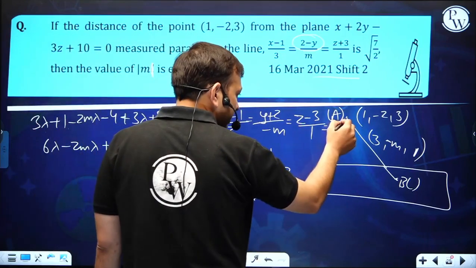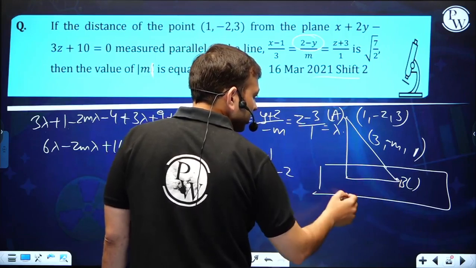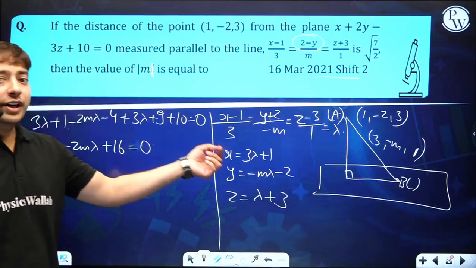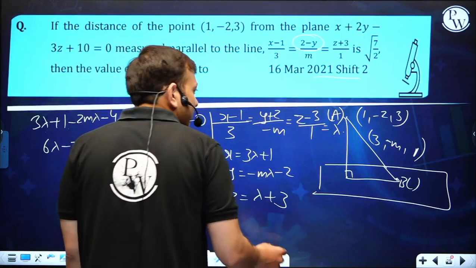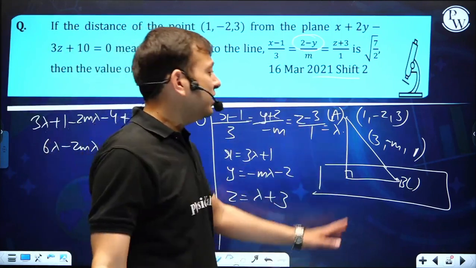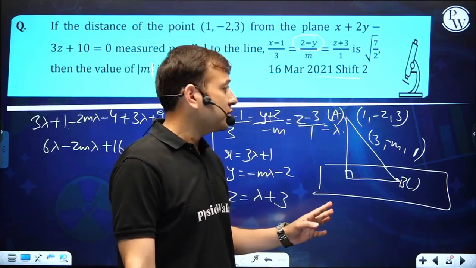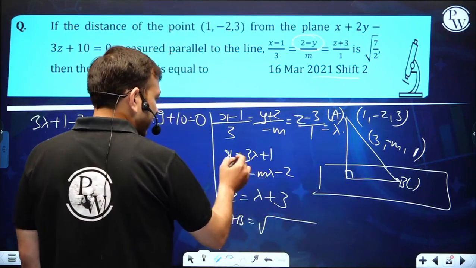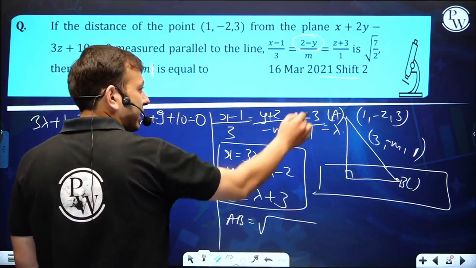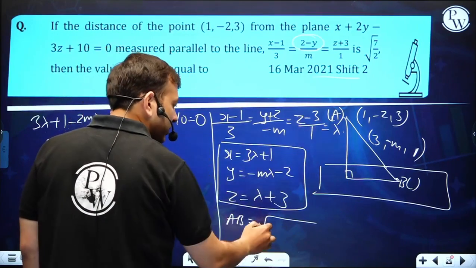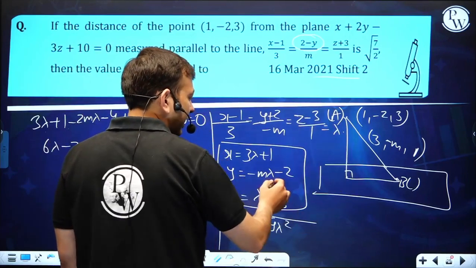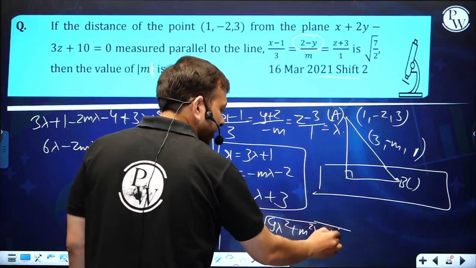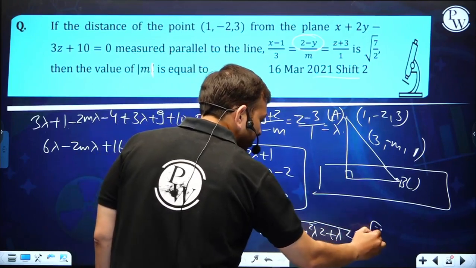So, you can see this thing also. Okay, so already we have been given one more thing, that the distance between them is root 7 by 2. They will make it so that the calculation will not become that long, because it's a JEE question. So if you see the distance AB, sir, B point minus A: 3 lambda plus 1 minus 1, 3 lambda square, then minus m lambda minus 2 plus 2, so plus m square lambda square, and lambda plus 3 minus 3, plus lambda square. This is given as root 7 by 2.